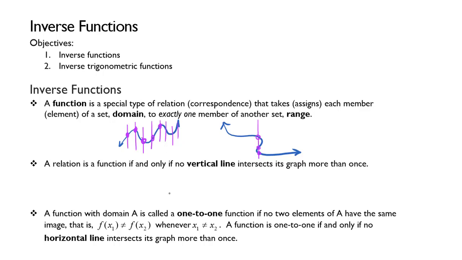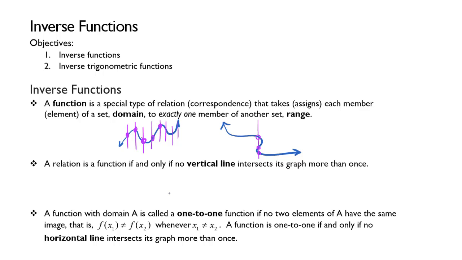A function with a domain A is called a one-to-one function if no two elements of A have the same image. That is, if you substitute a value into the function and then you substitute a different domain value into the function, as long as the two domain values don't equal each other, the outputs don't equal each other. A function is one-to-one if, and only if, no horizontal line intersects its graph more than once.